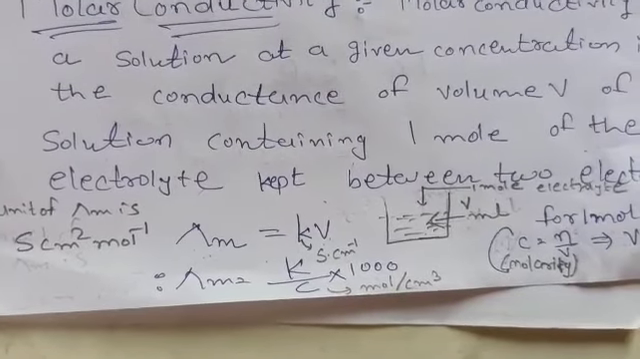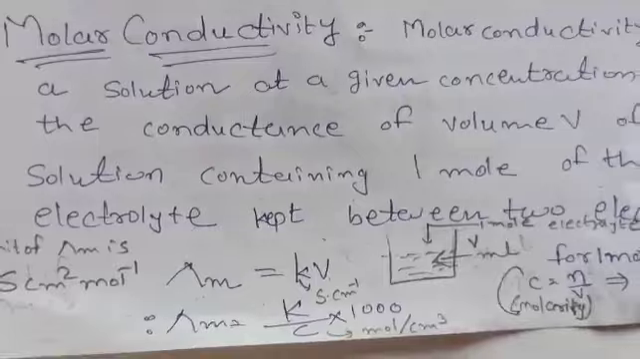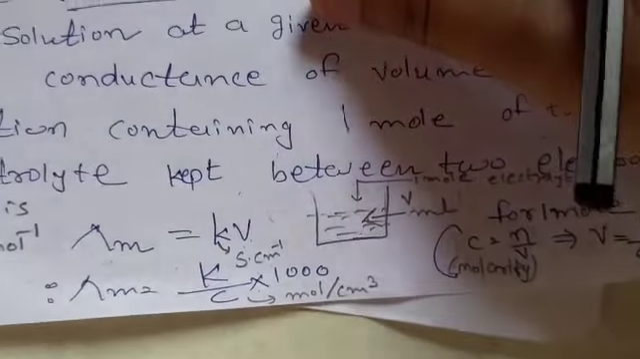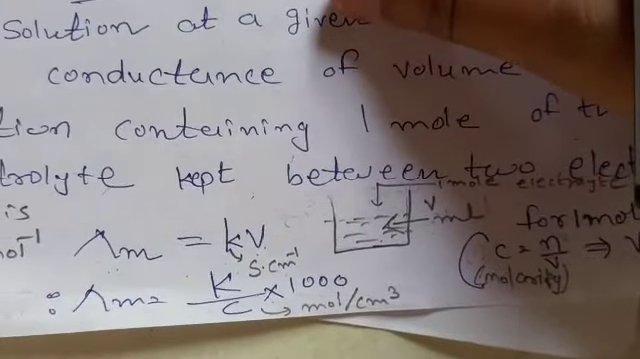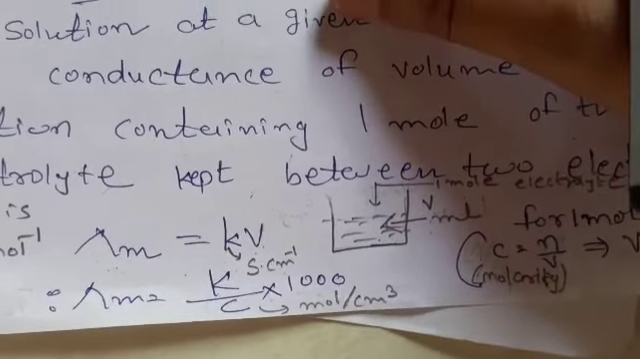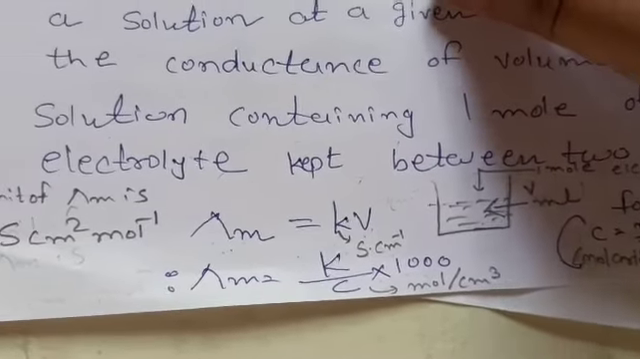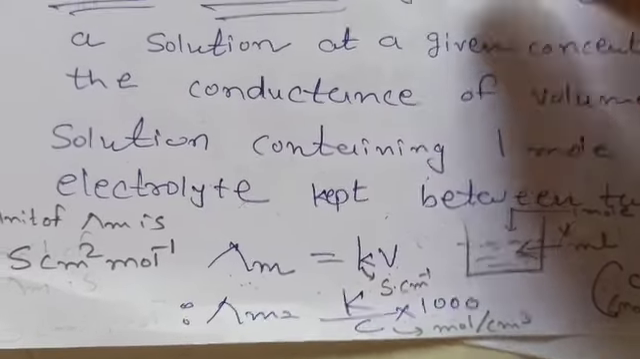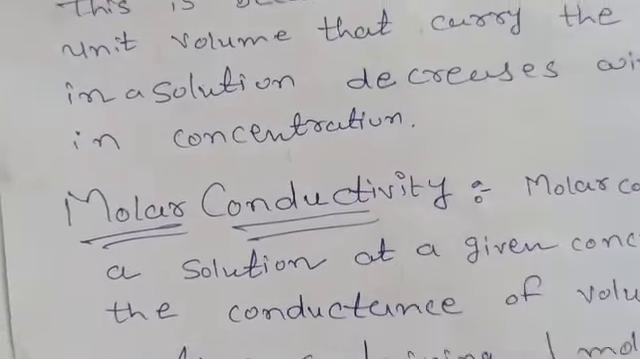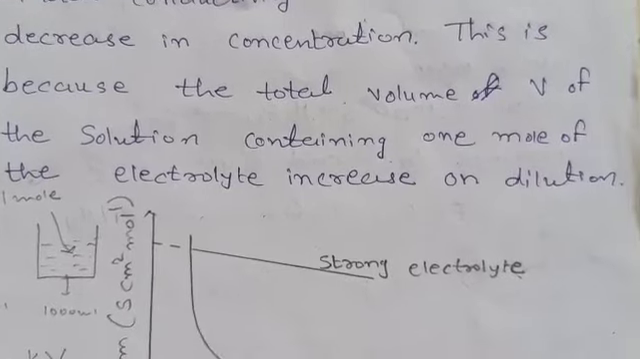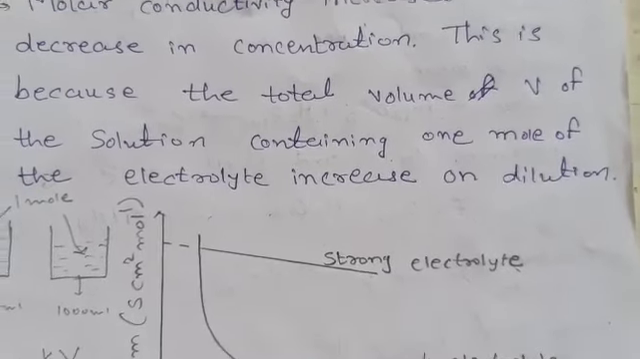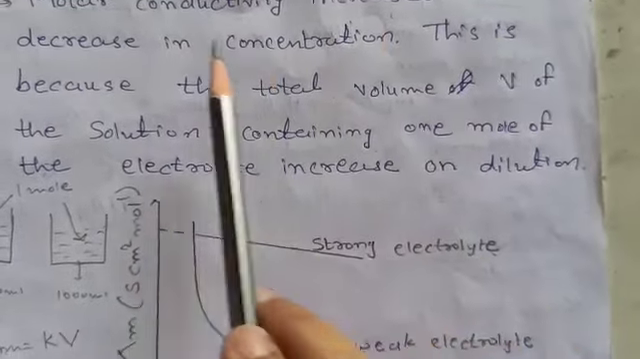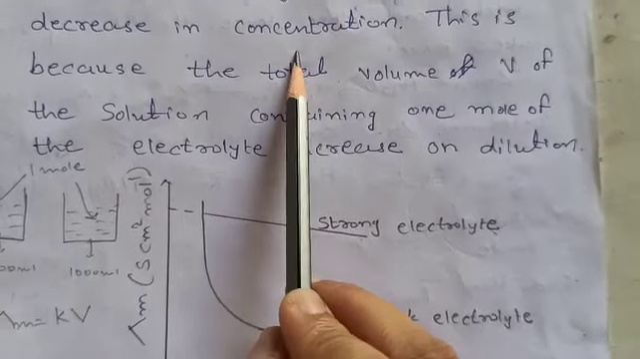Now the unit of molar conductivity. The unit of conductivity is Siemens per centimeter and the unit of concentration is mole per centimeter cube, so you will get the unit of molar conductivity as Siemens centimeter square per mole. Now we have to discuss the change in conductivity. The molar conductivity increases with the decrease in the concentration.